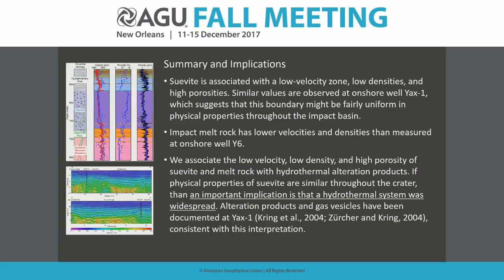Okay, so what are the implications? Well, the suevite is associated with this low velocity zone. We can map it across from the peak ring into the annular trough and central basin. We can make measurements on the onshore well. It's all very consistent. So if the physical properties are caused by alteration, this suggests that a hydrothermal system was widespread, if we're seeing the same physical properties throughout the crater.